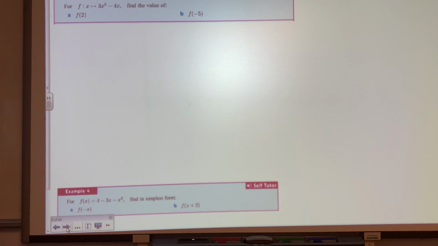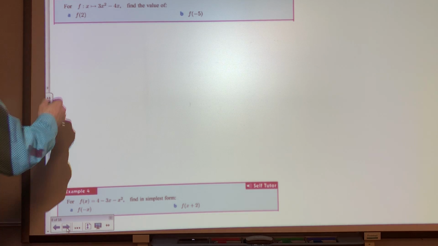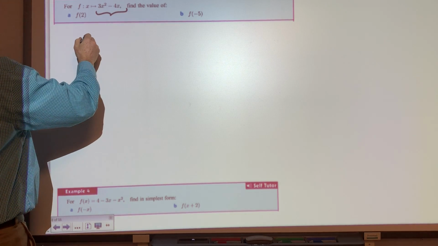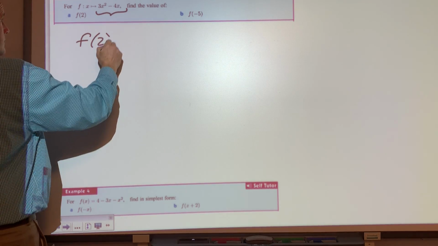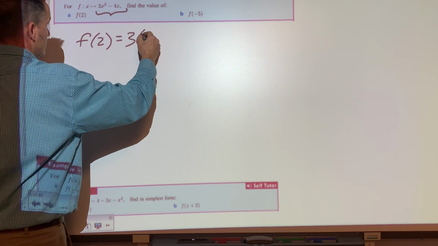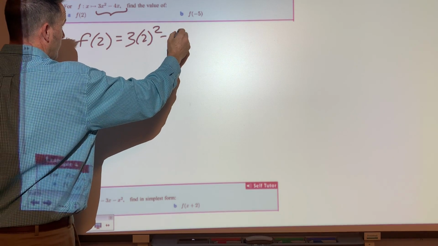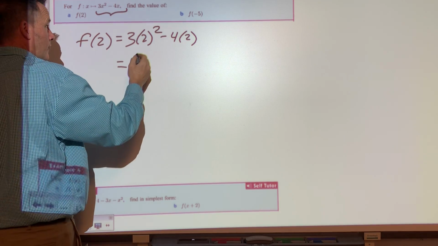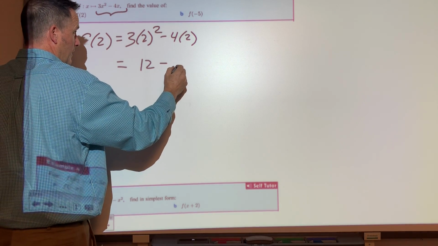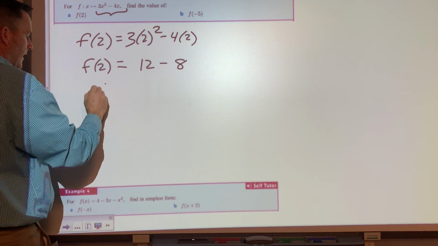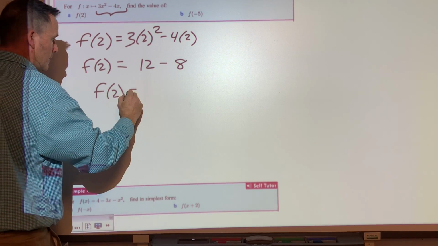So find the value of f of 2. Here's my equation, f of x equals 3x squared minus 4x. F of 2 equals 3 times 2 squared minus 4 times 2. Everywhere I see an x, I replace it with 2. 4 times 3 is 12, minus 8. So that's f of 2. F of 2 equals 4.